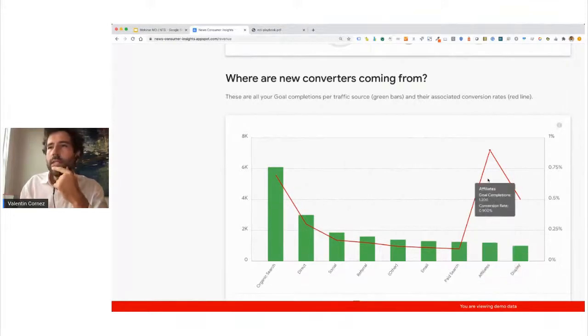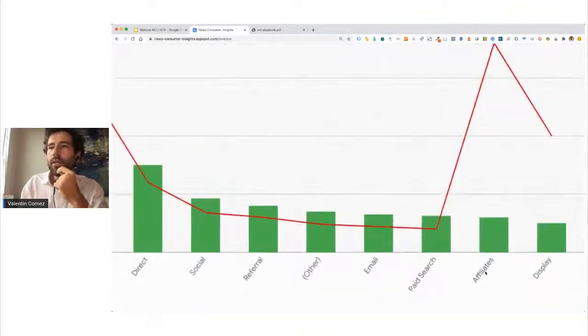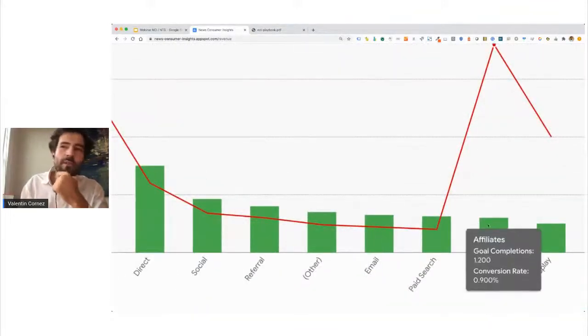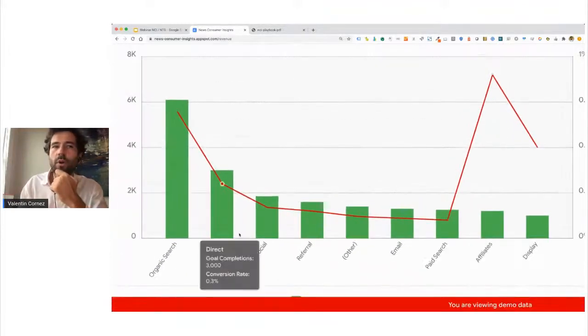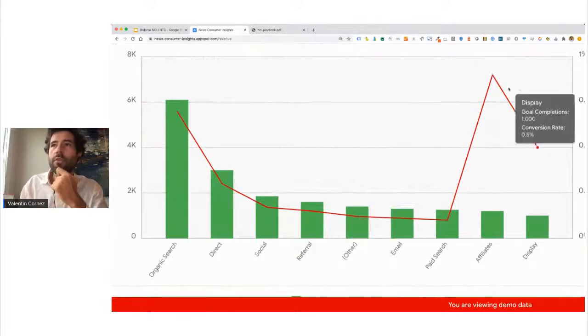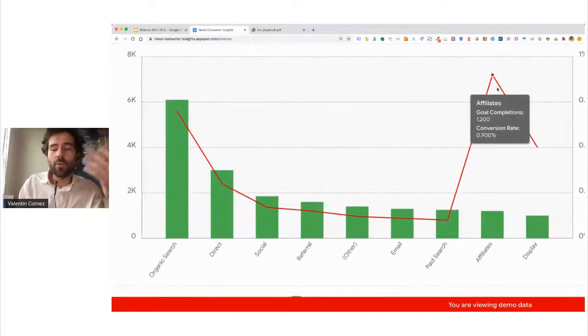Here you can notice that affiliate traffic doesn't have a lot of conversions, right? It's actually pretty low compared to, for example, organic search. But the conversion rate is pretty high. So what does it tell us? It tells us that what you're doing with your affiliation business is working well. You should do more. You should get even more users coming from your affiliation business to get them to convert.